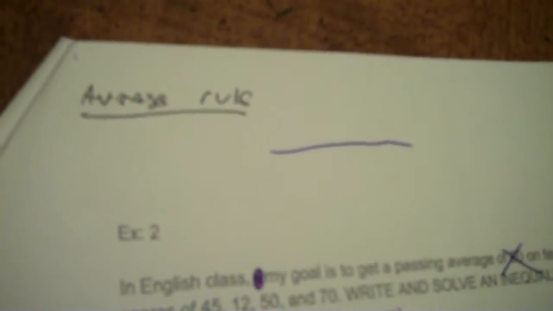Write and solve an inequality of scores I could receive on my next test in order to meet my goal. So we're talking goals here. His goal is to get 60. Now, it says average, so you set your division line. You count how many tests you've taken: 1, 2, 3, 4, but you're going to take a 5th one, so 5.